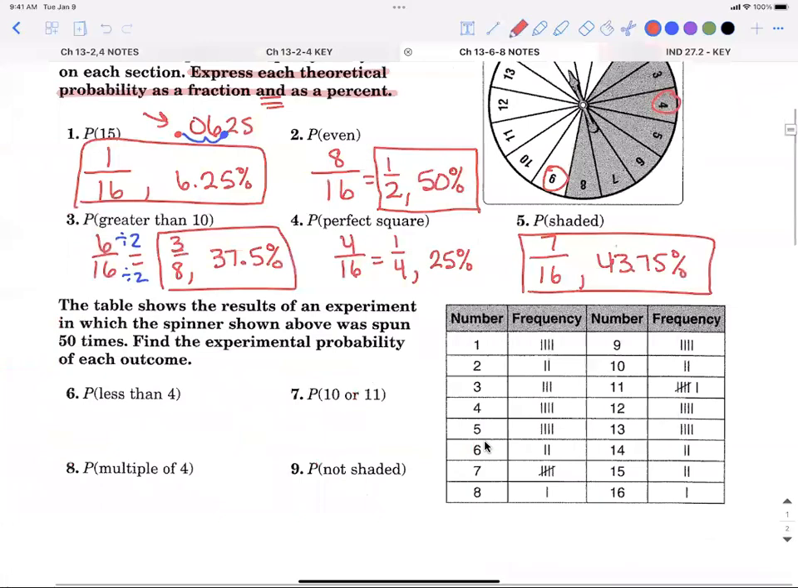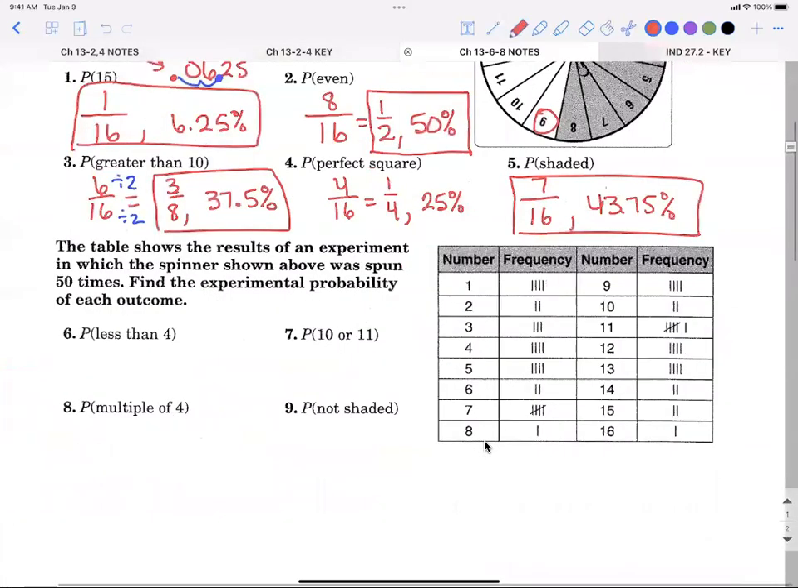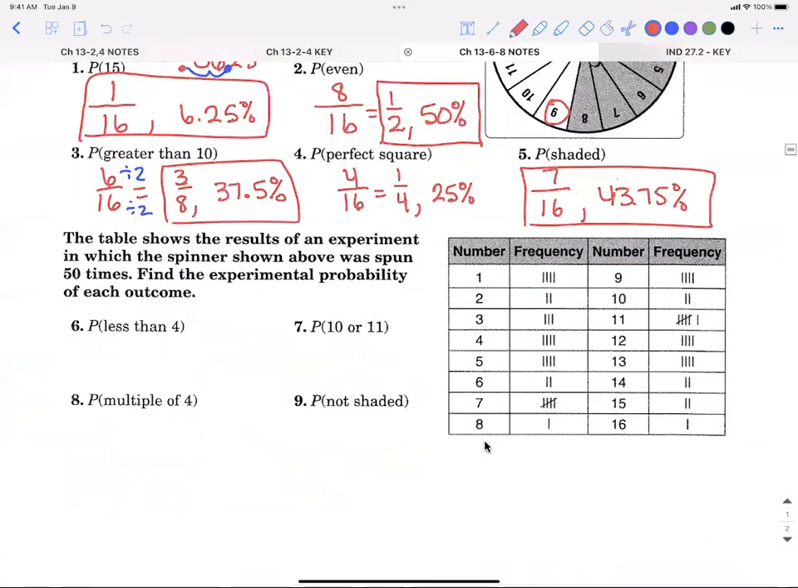All right, so we talked about theoretical probability. Now somebody actually took this spinner and they spun it 50 times. Why is that important?